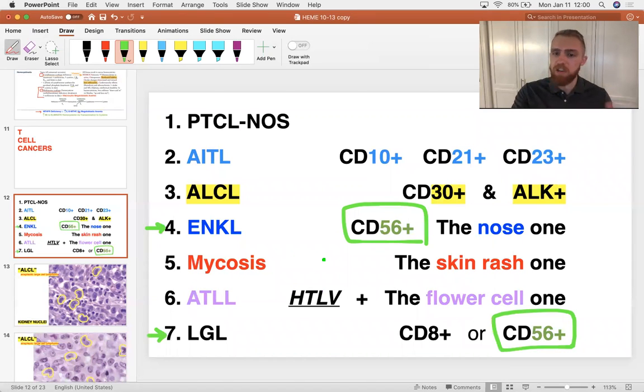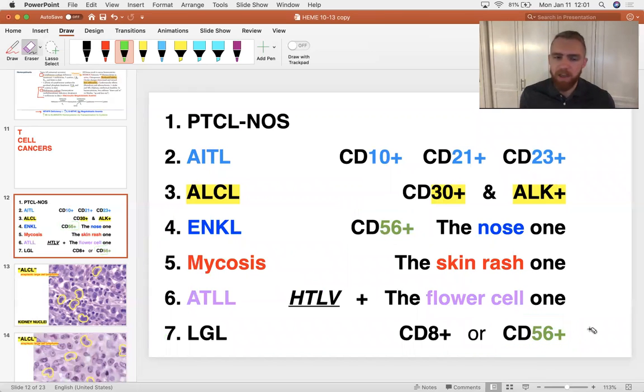Only 2 in the whole text that are going to express that CD56. Then you've got mycosis fungoides and Sezary syndrome. And again, those are the 2 that present with a skin rash, big plaques like psoriasis, but without the shininess, big elevated plaques. They're red. Again, you biopsy them, you see T cells.